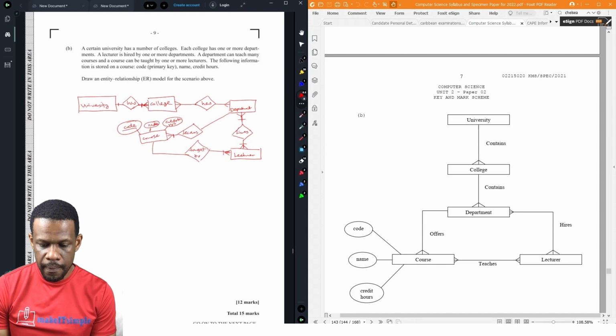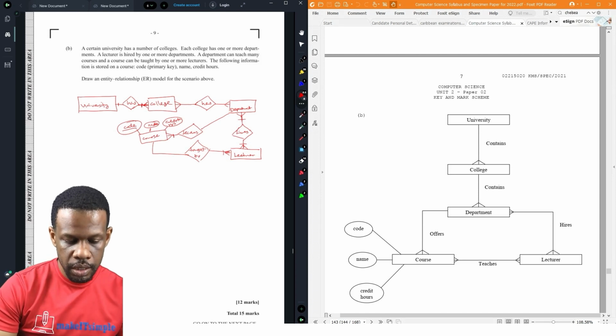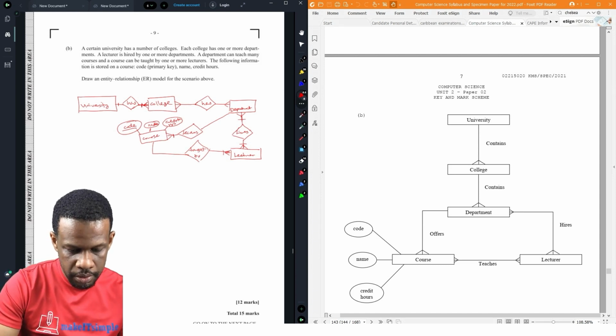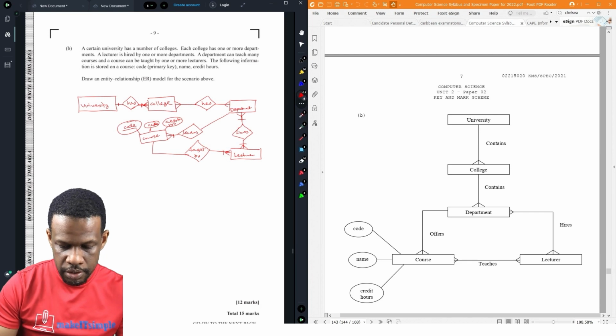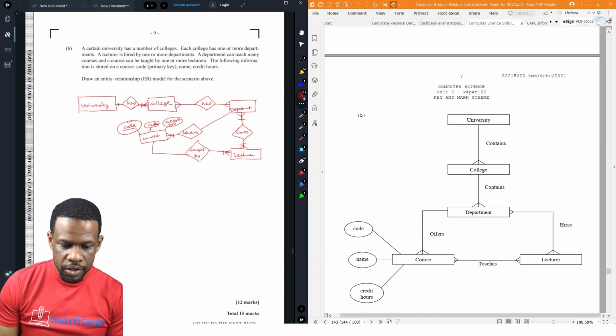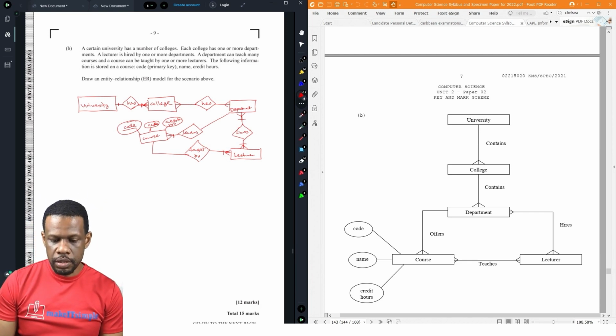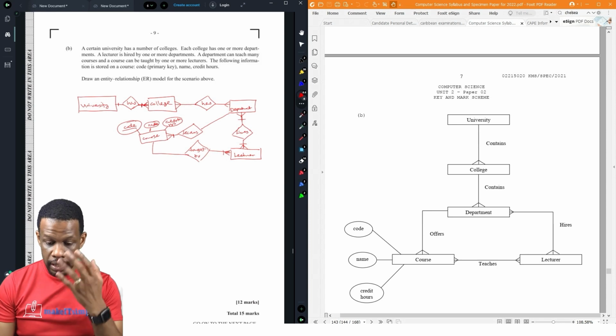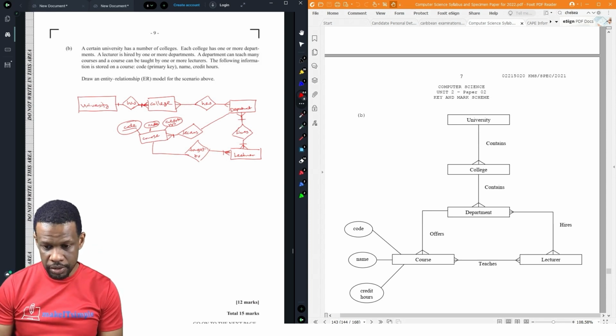They have many courses. A lecturer teaches many courses. Many lecturers teach many courses. I will agree with that. The many should be here. Many lecturers teach many courses. And then of course the attributes of course should be code, name, and credit hours. But the code is the primary key, so the code should be underlined. I guess, yeah, they must underline the code.